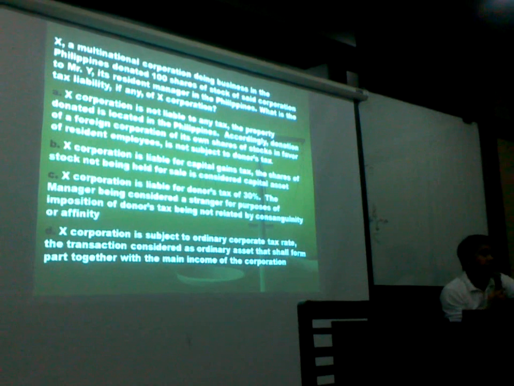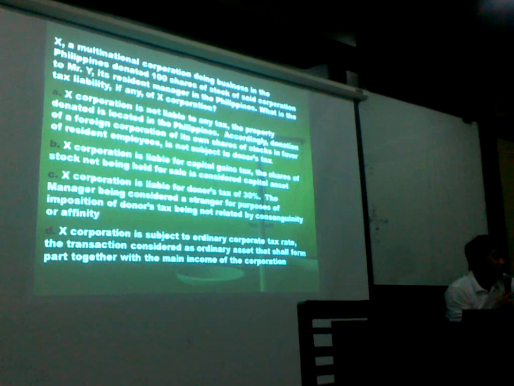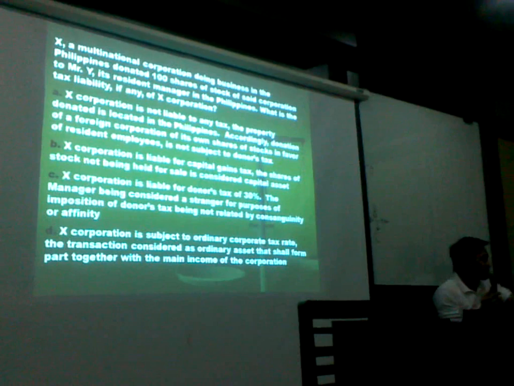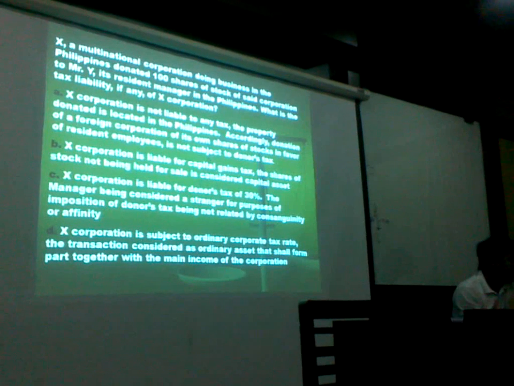Is it considered a capital asset or ordinary asset? Shares of stocks is not an asset. It's an equity, di ba? Dili siya asset, it's an equity. So, tangtanga na ang duha diha, letter B or D. You have two options left, A or C. Letter A.